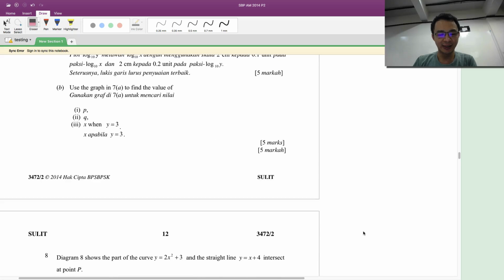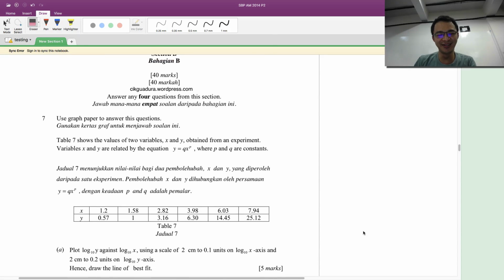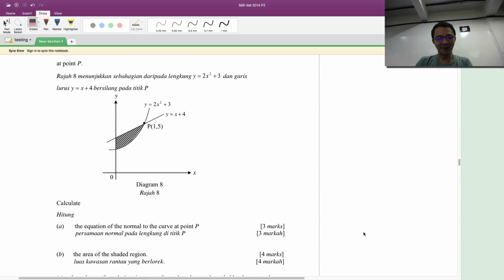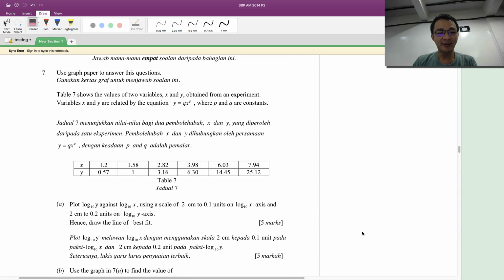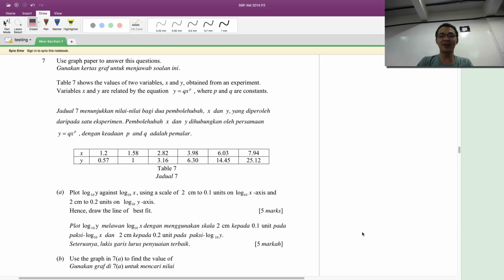Okay, number 7. Do I need to use graph paper? I don't think I have graph paper here. Let me try to explain this one. Table 7 shows the two variables x and y obtained from an experiment. They are related by the equation y equals q x to the power of p. Whenever you see a power that is unknown, you basically need to use log. Anyway, let's continue. The question says plot log y against log x.